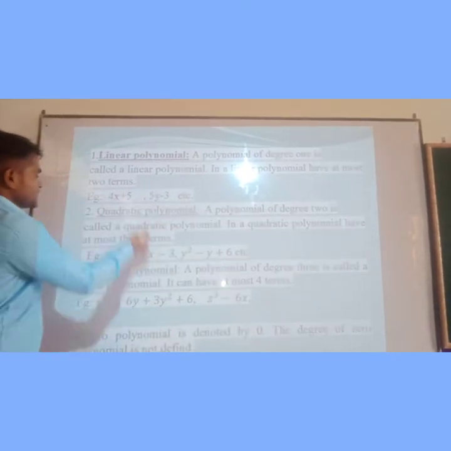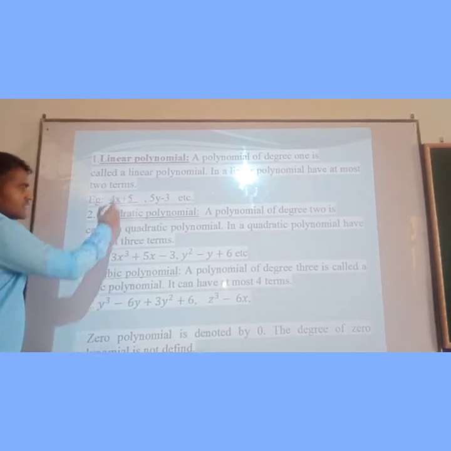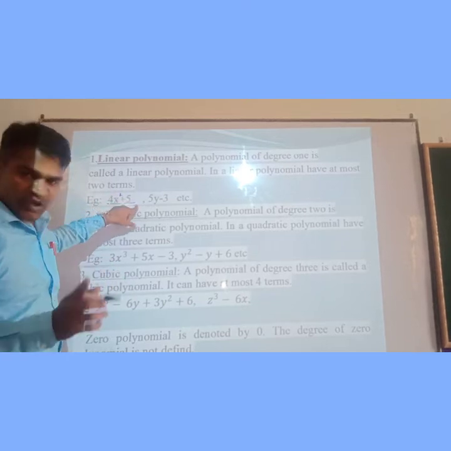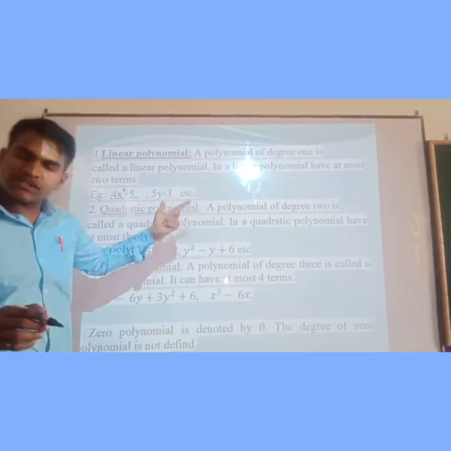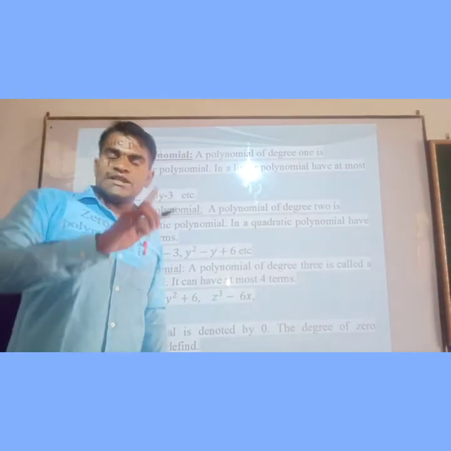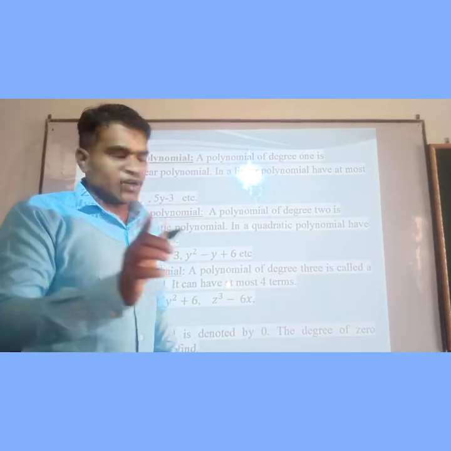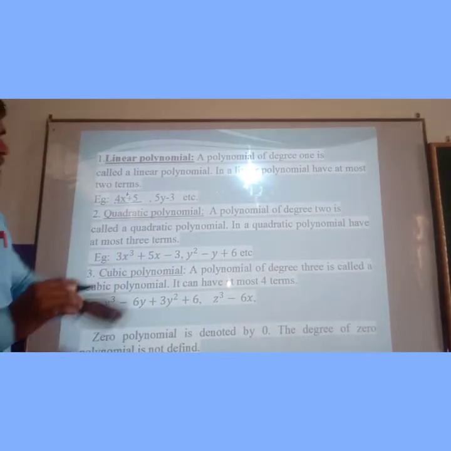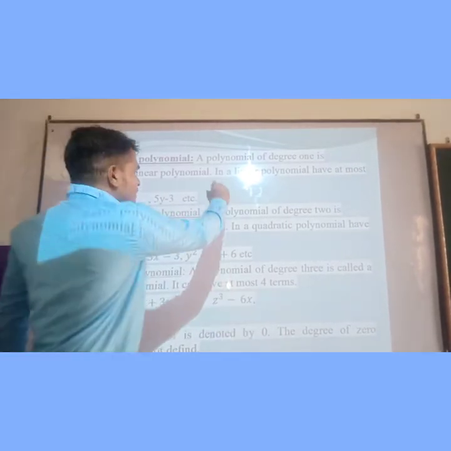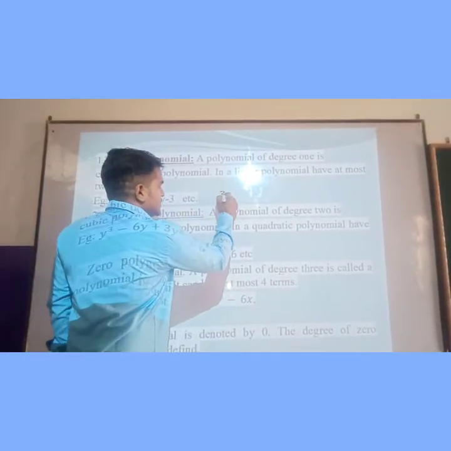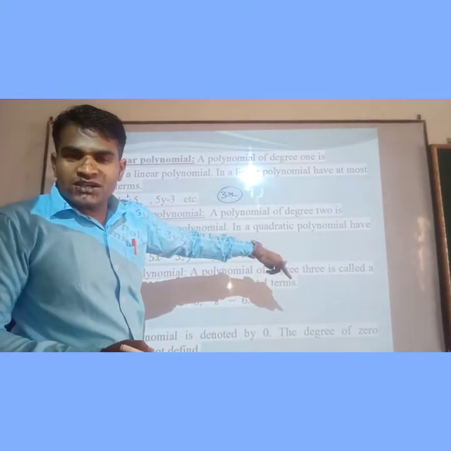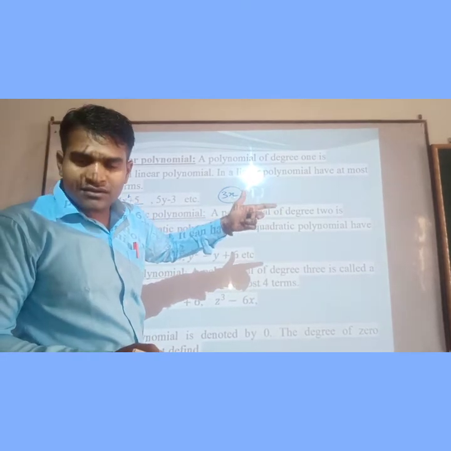Why is it a linear polynomial? The degree of 4x plus 5: its power is 1, so its degree is 1, so it is called a linear polynomial. The degree of this polynomial is also 1, so it is also called a linear polynomial. If the degree of a polynomial is 1, then that polynomial is called a linear polynomial, and it has at most two terms, not more than two terms, maybe one term. Suppose 3x is a polynomial. Which type of polynomial is this? This is a linear polynomial.